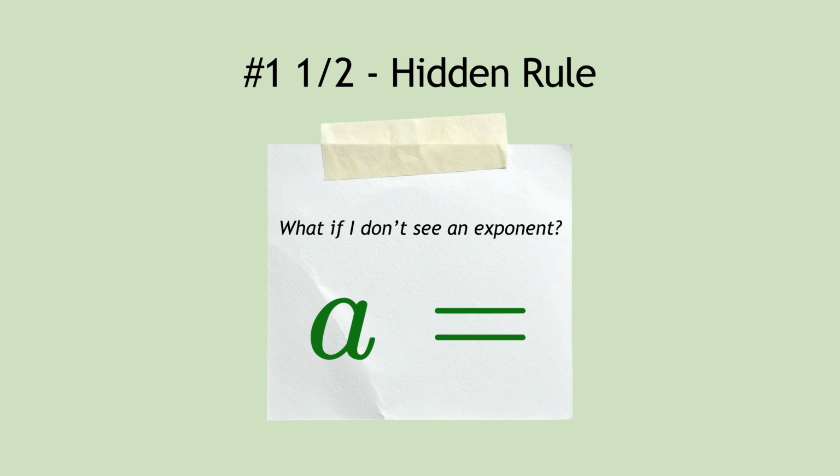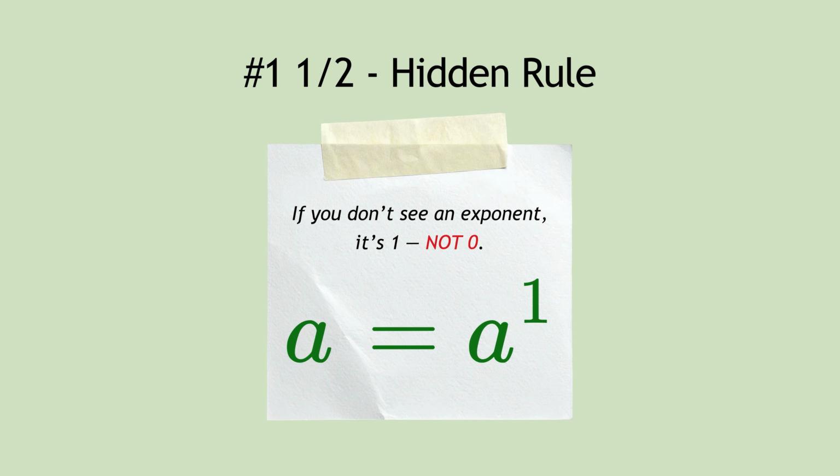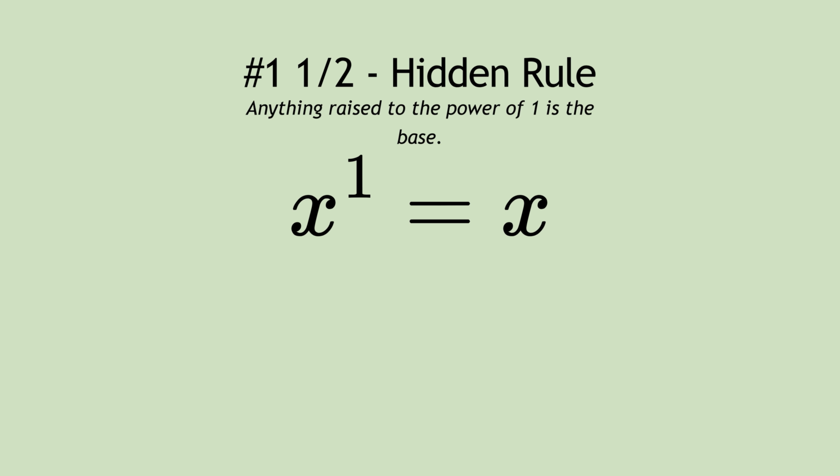Now let's get into rule number 1.5, because this is the hidden rule that you don't normally see. What if you don't see an exponent? Most people will be like, well, I'll just put a 0 because 0 means nothing. But no, if you don't see an exponent, it's 1, not 0. So if you ever see a base without an exponent, we have to assume that it is 1. If it is 0, they will always tell you that it was 0. Let's get into some examples. Anything raised to the power of 1 is the base. So x to the power of 1 is x, 5 to the power of 1 is 5. That's the hidden rule that we don't really talk about.